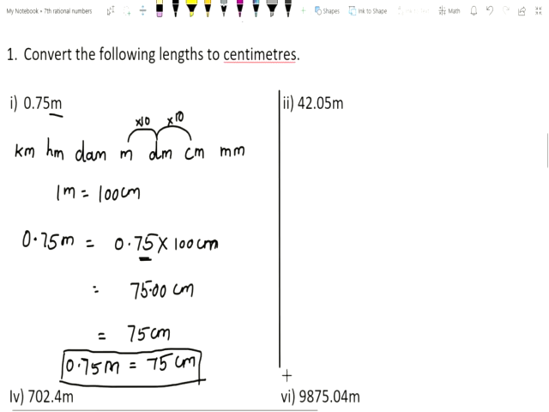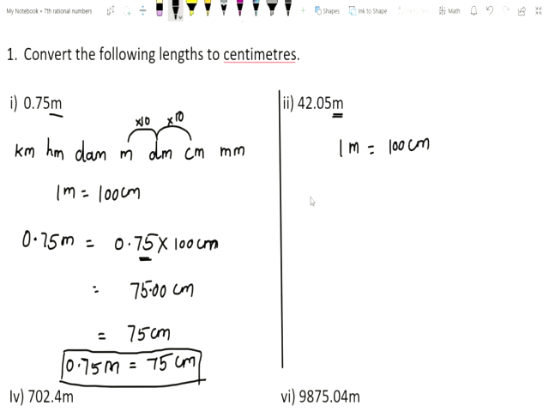See the next one. 42.05 meter. Here what unit is given? Meter is given. We are going to convert into centimeter. We already found the relationship. 1 meter equals 100 centimeter. First you write it. How many meters are given here? 42.05 meter equals 42.05 into 100.